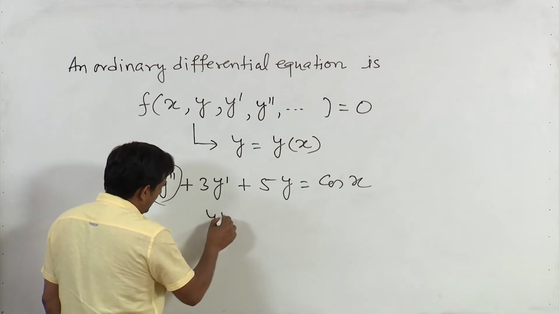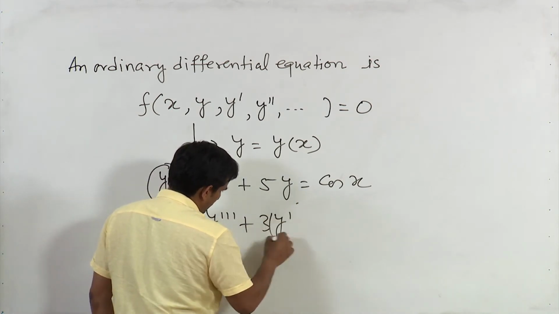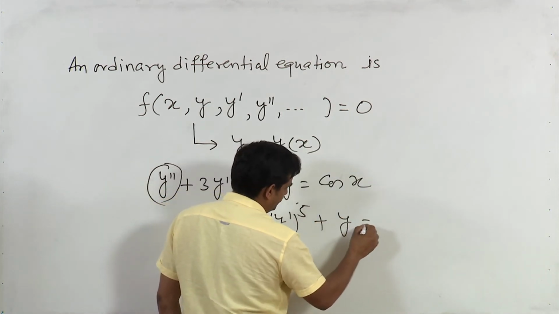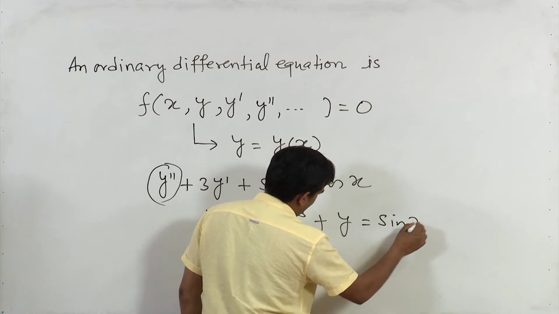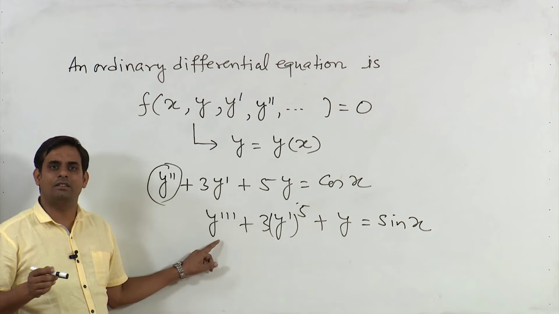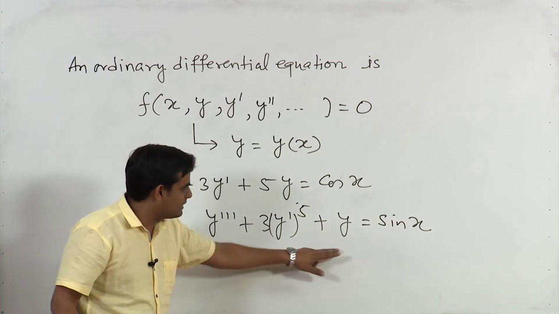If I have this kind of thing, let us say this, then here again the order is 3, because the highest order derivative in this equation is 3.